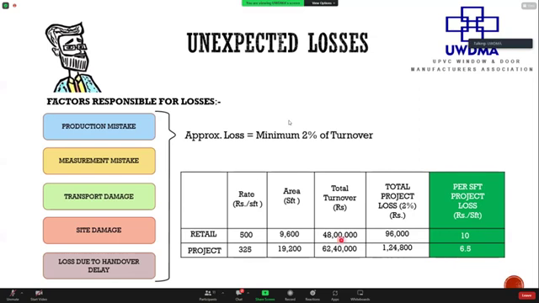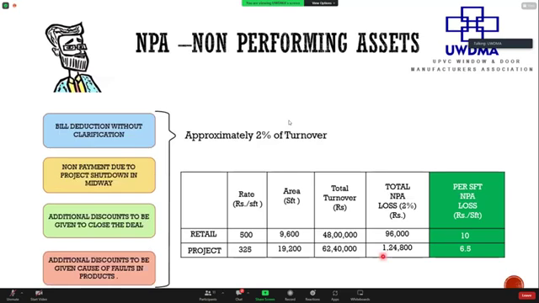So here, of course, you can easily put your turnover into it, whatever your turnover is, and then you can take out 2% of that. Or if you think you should keep it more, then please keep it more. And if you think it's less, keep it less.